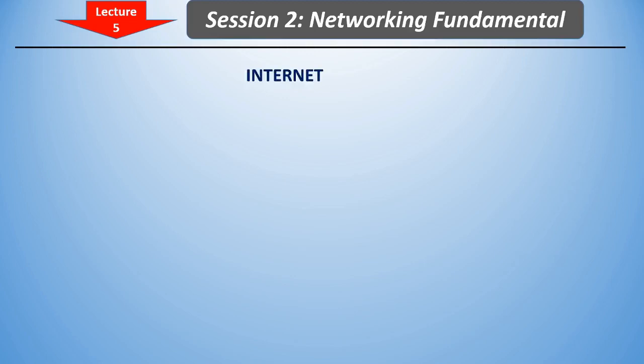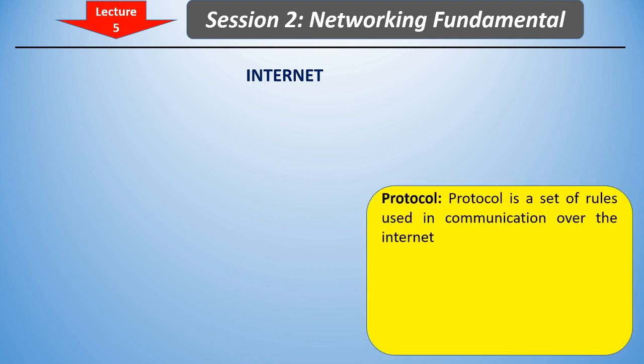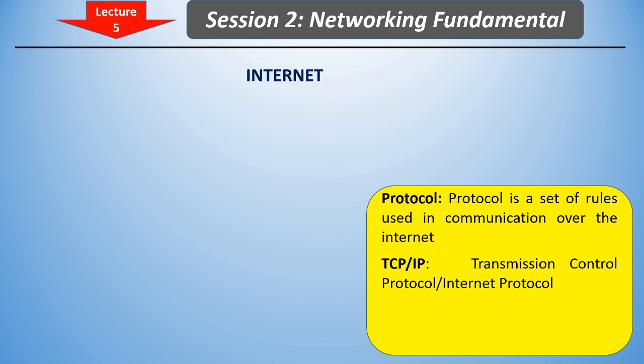A global interconnection of computer networks around the world is known as the internet. In other words, the internet is a network of networks. Communication over the internet is governed by a set of rules known as protocol. The commonly used protocols for data transfer over the internet are TCP/IP and FTP. The full form of TCP/IP is Transmission Control Protocol/Internet Protocol, and the full form of FTP is File Transfer Protocol.